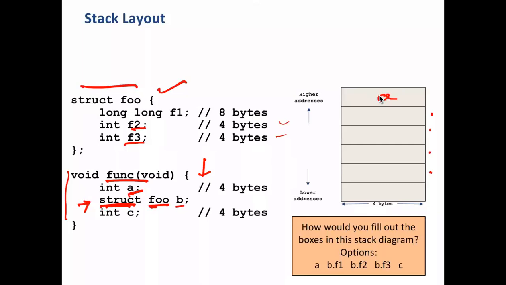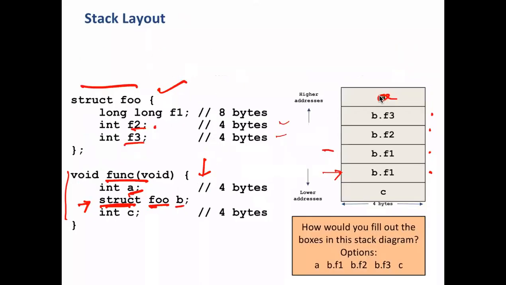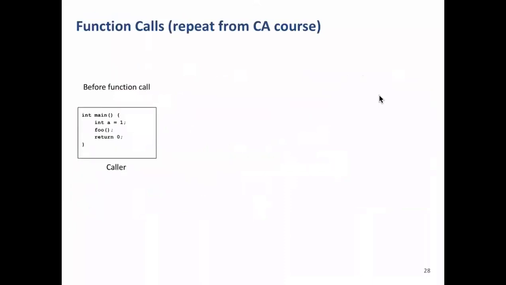What will come here? f1. So the bytes of f1 will come here, and then f2 and f3. So that's it. Simple. Any doubt? We studied that structs are stored with the first member at the lowest address. Now we'll go into another example.